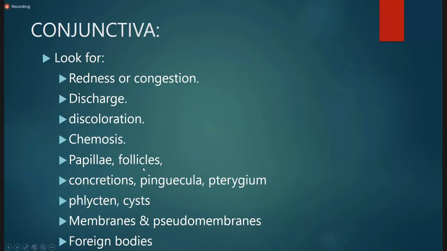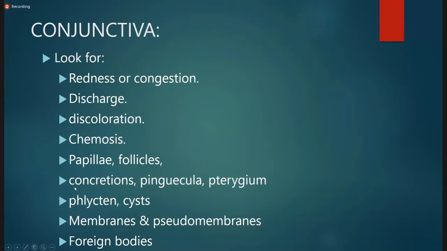Papillae and follicles. Papillae are hyperplasia of the epithelium of the conjunctiva, which is thrown into folds, and there is a central vessel. While follicles are lymphoid tissue hyperplasia, and they are surrounded by vessels. The center is pale. So it is a pale colored follicle, but papillae are pinkish or red color.